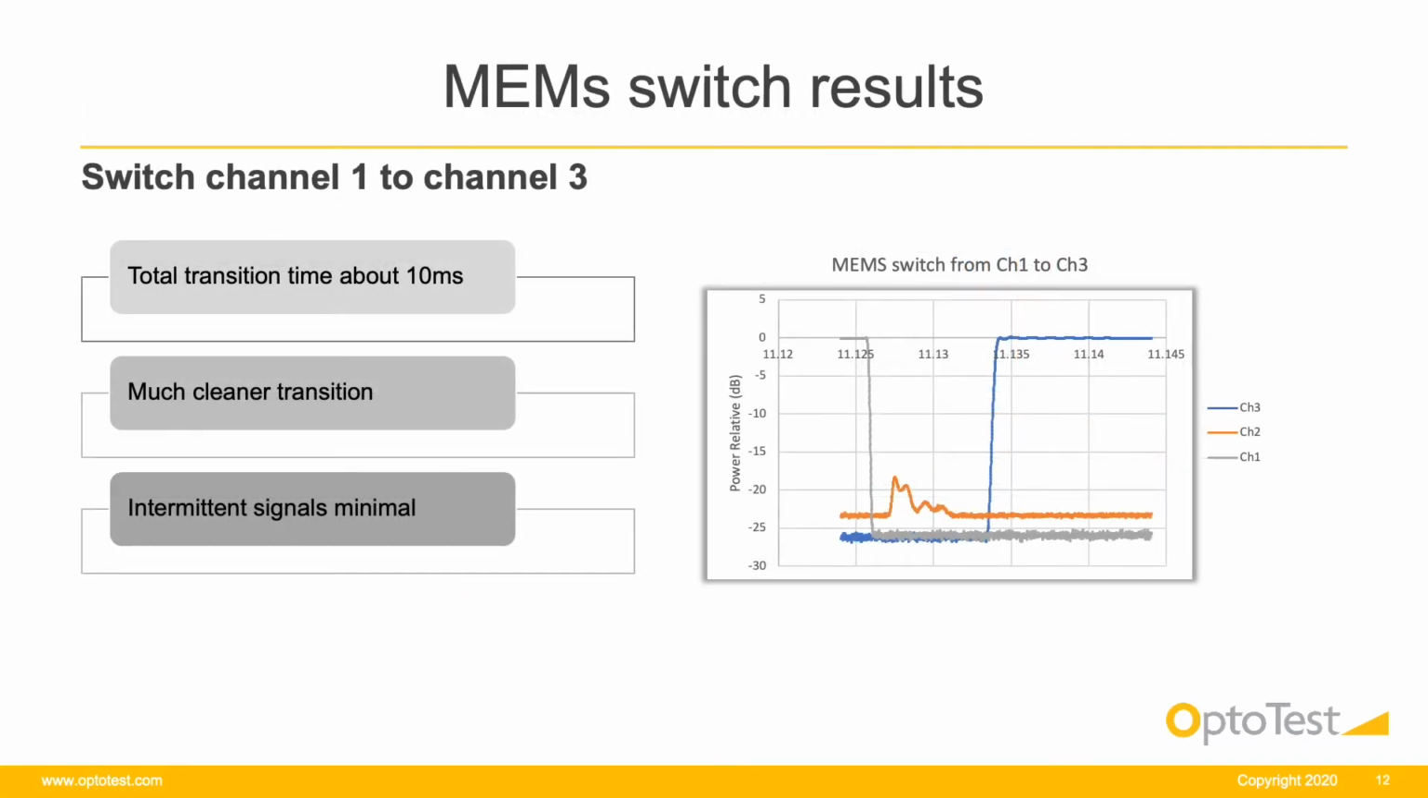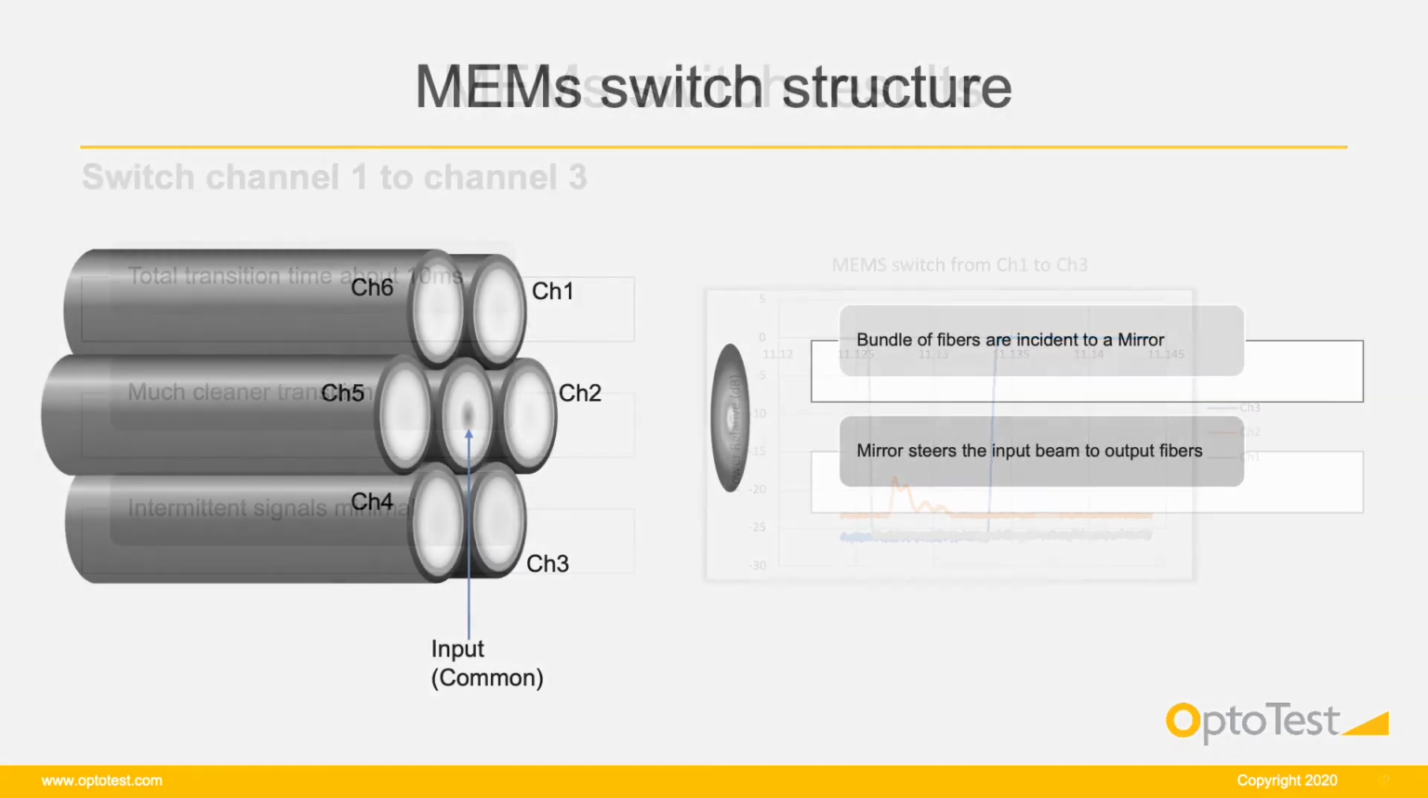Now, when looking at the performance of a MEMS switch when switching directly from one channel to another and skipping intermediate channels. In the above case, the system is switching from channel 1 to channel 3. It can be seen that there is a brief low power detected on channel 2. This blip is similar to the blip seen when the mechanical switch passed through an intermediate channel, except this blip is much lower. Also, the total transition time to go from channel 1 to 3 is about 10 milliseconds total.